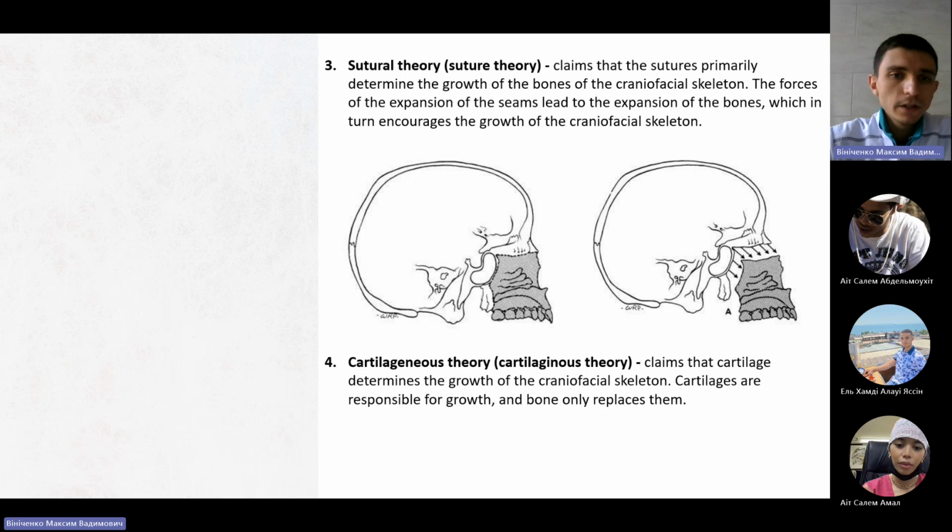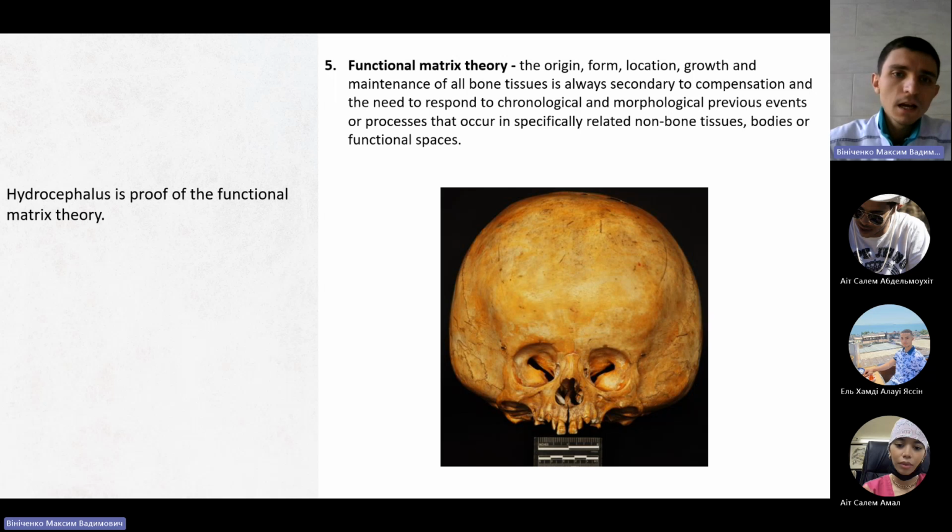The fourth theory is the cartilaginous theory. It claims that the cartilage determines the growth of the craniofacial skeleton. Cartilages are responsible for growth, and bone only replaces them. The fifth theory is the theory which we use in our practice when we work with our patients, when we make an orthodontic treatment. It is the functional matrix theory.